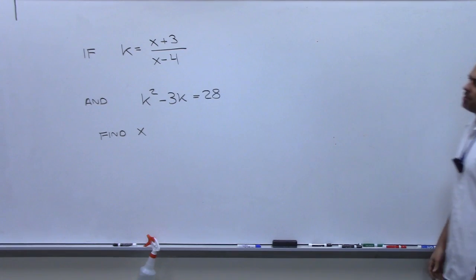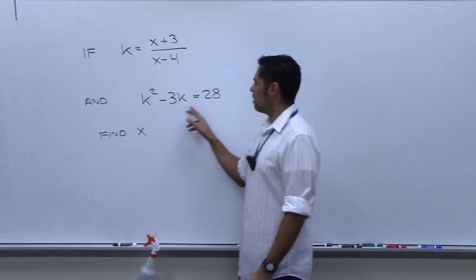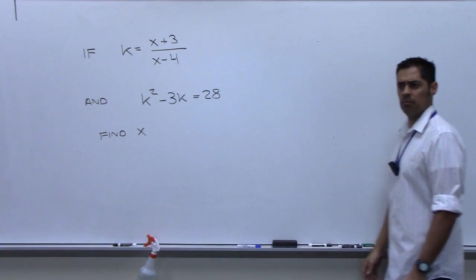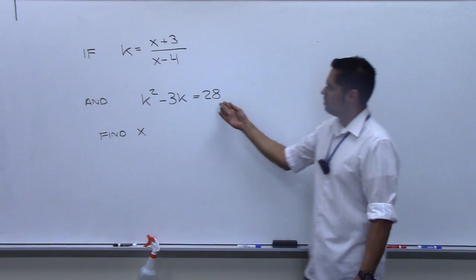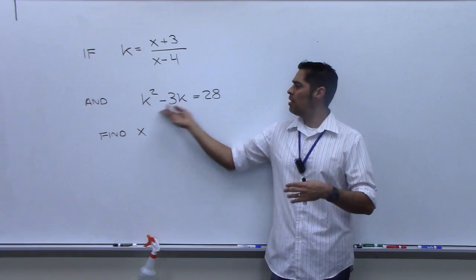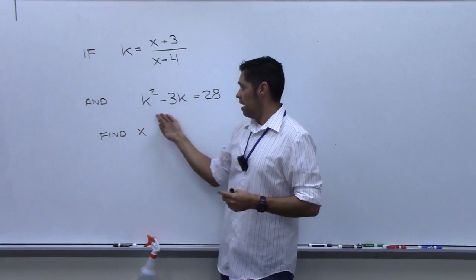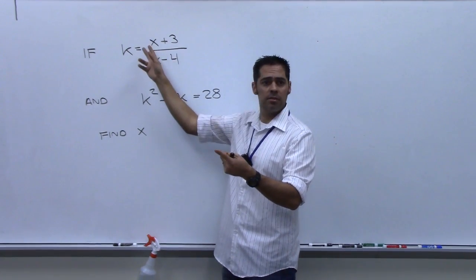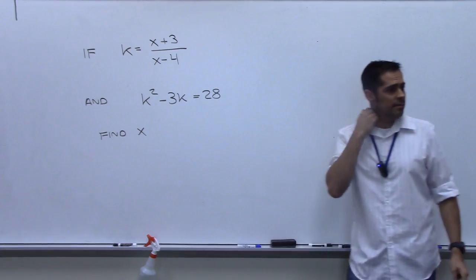If k is equal to x plus 3 over x minus 4, and k squared minus 3k equals 28, then find what x is. So use the second of those two to solve for k. Okay, so for this one, it's a quadratic equation, right? You can solve it for k. So you should be able to solve this and get two numbers. And then you can just replace that k. You're going to get two k's here. Replace k with one answer and then solve for x. Then go replace k with the other answer and solve for x. You should get some solutions, yeah?